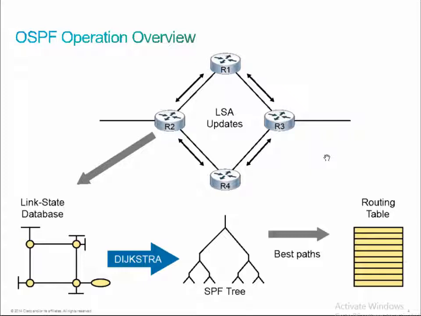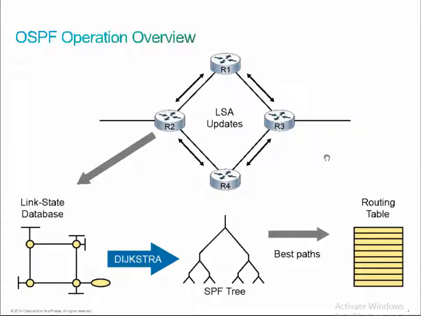R1 would be a neighbor with R2 and R3. R4 would be a neighbor with R2 and R3 and so on. All right, so we established those adjacencies. We use hello packets to do that, just like we saw with EIGRP. The next step then is for everybody to go ahead and exchange routing information.